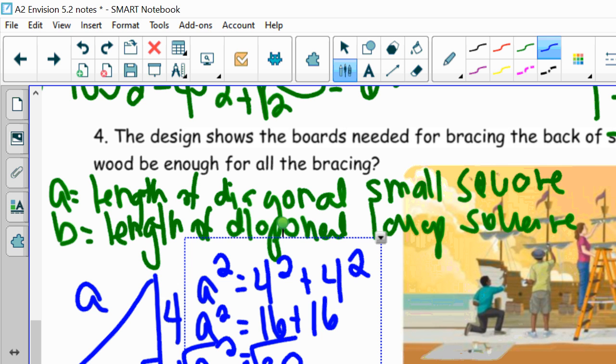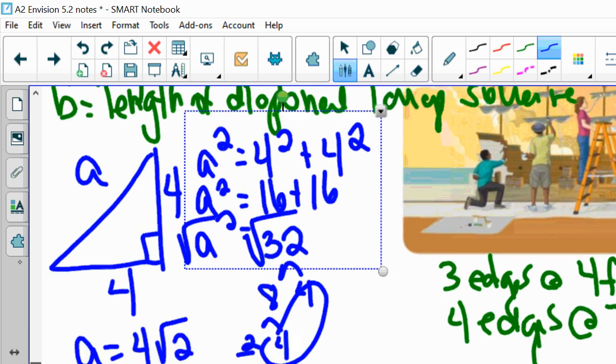Factor tree, so this is 8 and 4, 2 and 4. I have a pair of 4s. So here I get that A is equal to 4 square roots of 2. I have 2 of those, though, over here in this small triangle, right? So I have 2 diagonals at 4 square roots of 2. So that gets me 8 square roots of 2 feet right there.